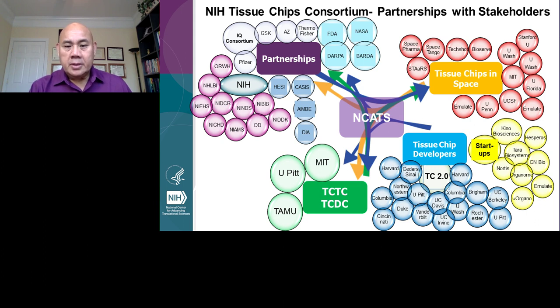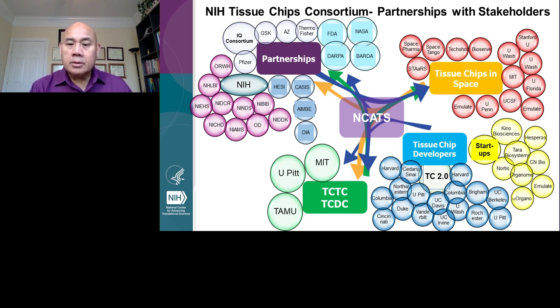We also have a number of partnerships, both within the NIH, shown in the top left corner, also with a number of pharmaceutical companies through GSK, AstraZeneca, Pfizer, and Thermo Fisher, and also through the IQ Consortium, also with a number of government agencies such as the FDA, NASA, DARPA, and BARDA. What is interesting is the support that NIH has continued to provide also to startups and spin-off companies that have come from the academic institutions that are now seeking to commercialize these model systems, and those are shown in yellow.